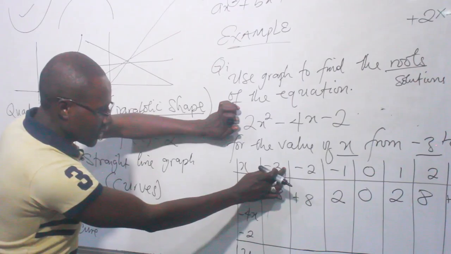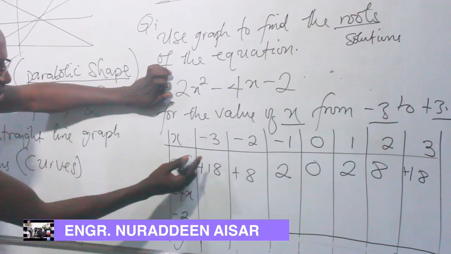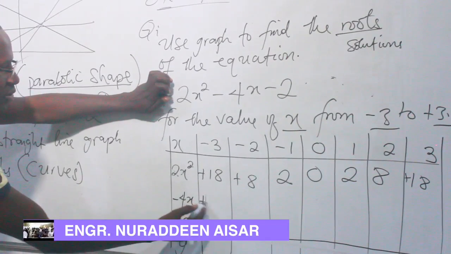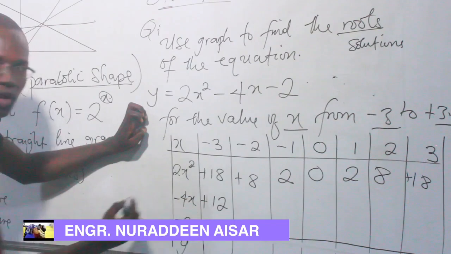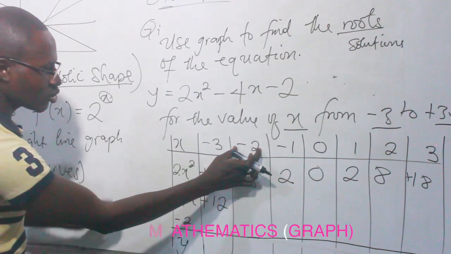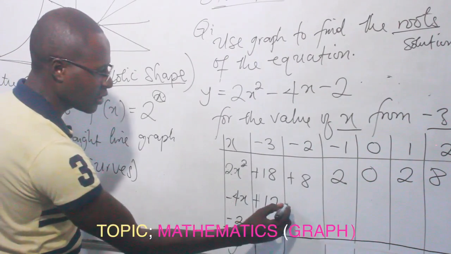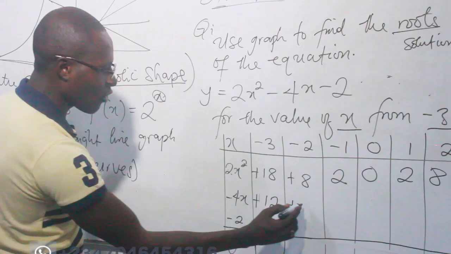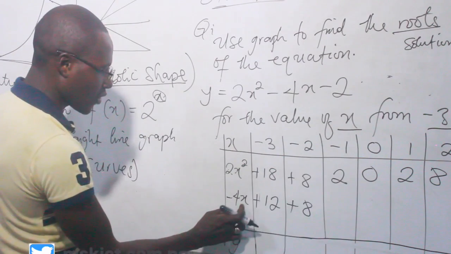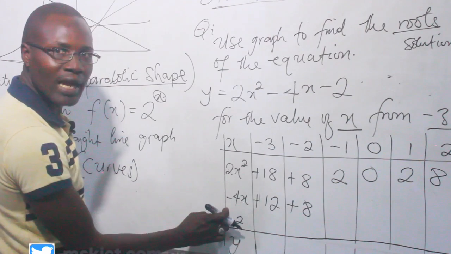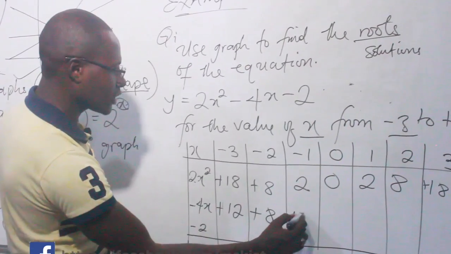Now when x is minus 3, here we substitute x with minus 3. Minus times minus gives plus. 3 times 4 gives 12. When x is minus 2, we substitute x with minus 2 here. Minus times minus, we have plus. 2 times 4, 8. When x is minus 1, here we have minus 1 times minus 4. Of course, here we have plus 4.